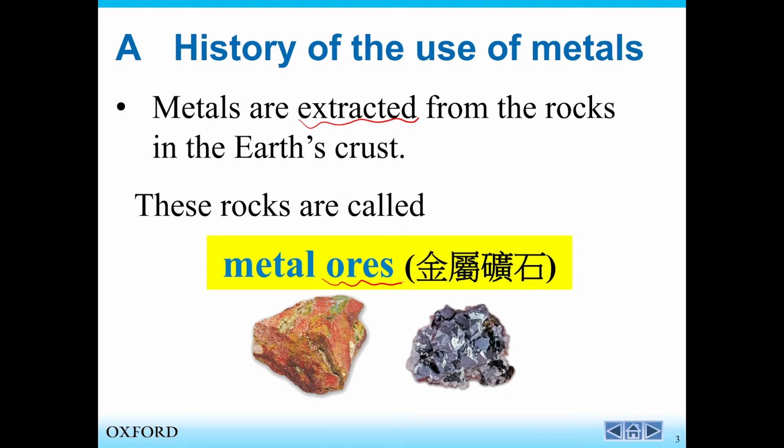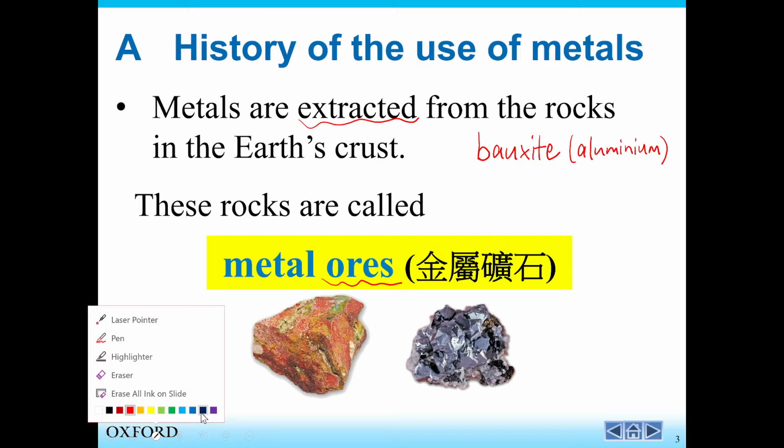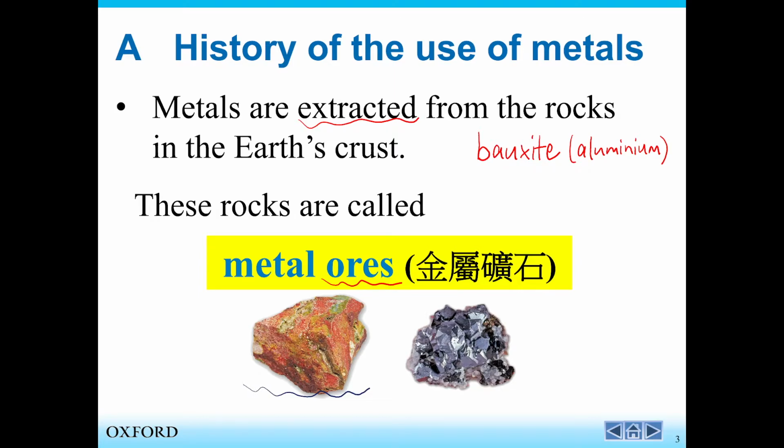Say, for example, I have a metal ore called bauxite. The metal that I could extract from this ore would be aluminium. So these ores have a specific name, and I would be able to extract a specific metal from each. But the catch is that an ore is not just containing that metal. It could be containing some other substance. So we'll later figure out some ways that we could extract the metal.